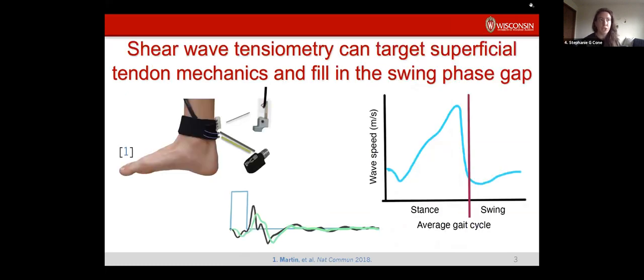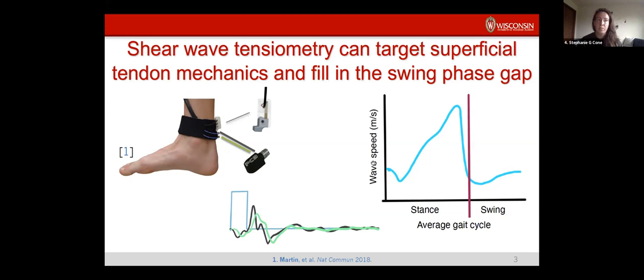However, shear wave tensiometry, which Ruby was just discussing, can target superficial tendon mechanics more directly and fill in some of those gaps, such as the swing phase or when we're trying to look at just the Achilles tendon or other superficial tissues. In shear wave tensiometry, we have a mechanical tapper, here shown as this gray box, which initiates a mechanical tap, creates a shear wave that travels through the tendon, passes two accelerometers, and then we're able to look at the accelerometer traces represented by these gray and green lines, look at the difference in wave arrival times, and then study the wave speed from there.